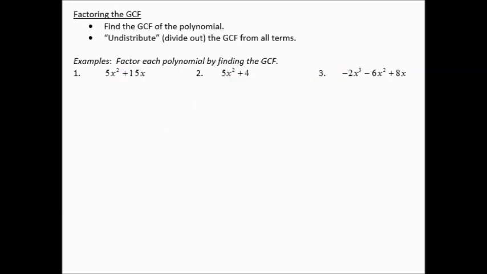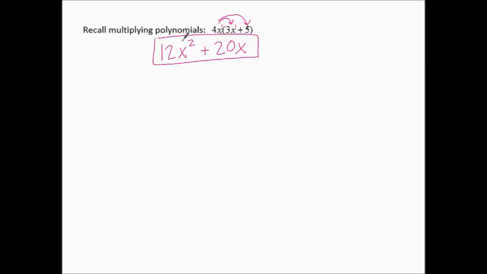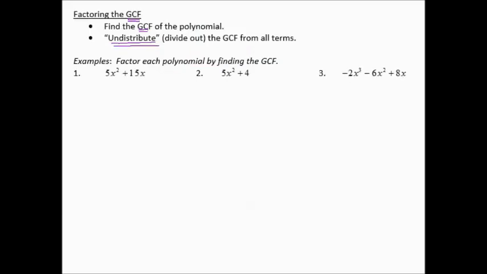So when we're going to factor using the GCF, we want to find the GCF of the polynomial. Then we are going to undistribute. Back in our first example, we did the distributive property. What we're going to do in this lesson is be given this and work our way backwards to those factors. So we want to undistribute, or go the other way and divide out the GCF from all the terms.